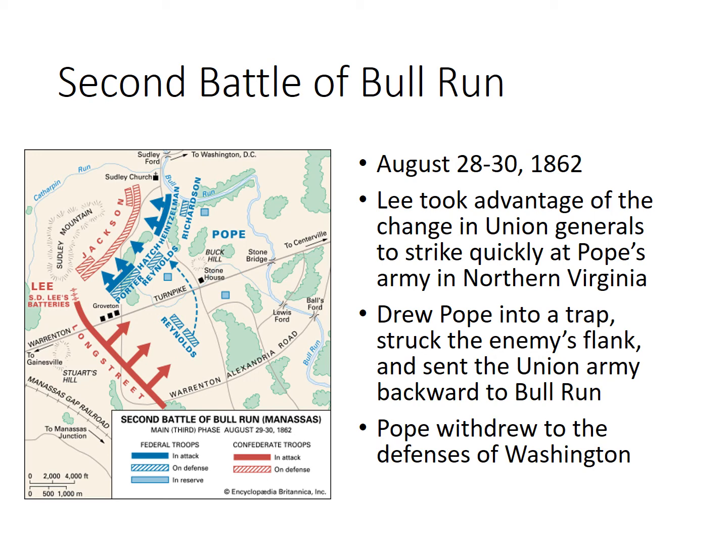At the Second Battle of Bull Run in August 1862, Lee took advantage of the change in Union generals to strike quickly at Pope's army in Northern Virginia. He drew Pope into a trap, he struck the enemy's flank, and then sent the Union army backward to Bull Run. Pope ultimately withdrew back to Washington again.